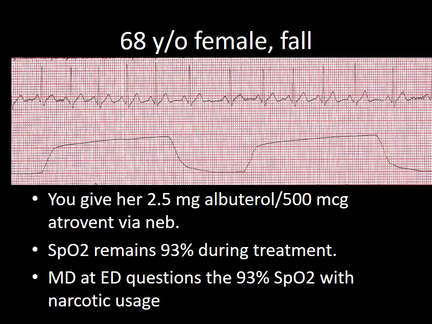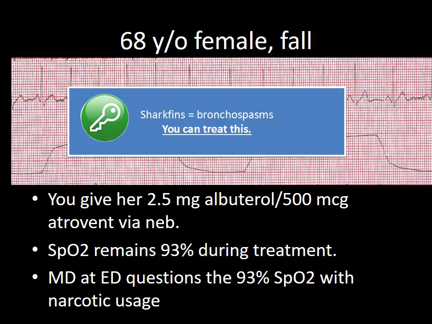Quite honestly, we were there for a broken or an injured elbow. She did not complain of any difficulty breathing, so this was a win for capnography because it detected something that we may have otherwise not detected, and avoided a question from the physician that maybe the narcotic caused the decrease in SpO2, when we were able to show, no, it's her COPD, it was a hot day, etc. So you see bronchospasm, hey, you can treat that.